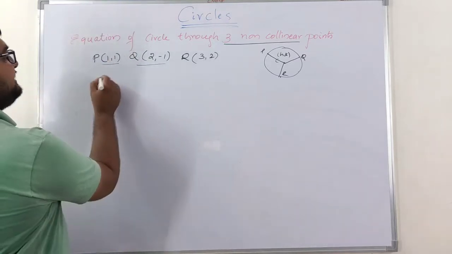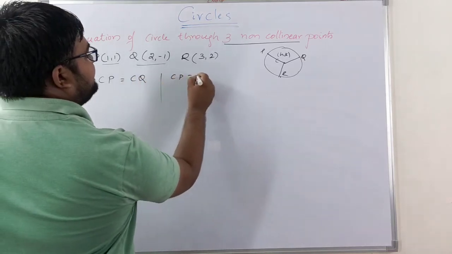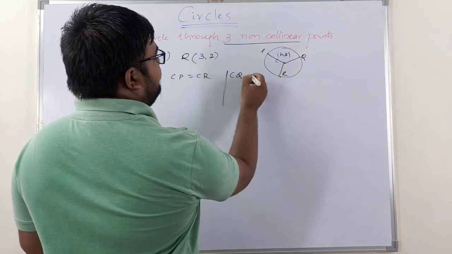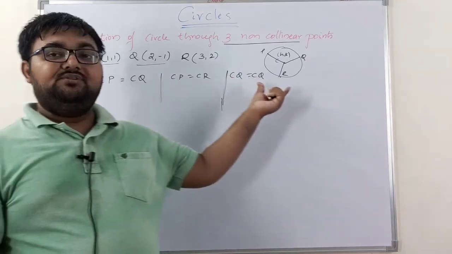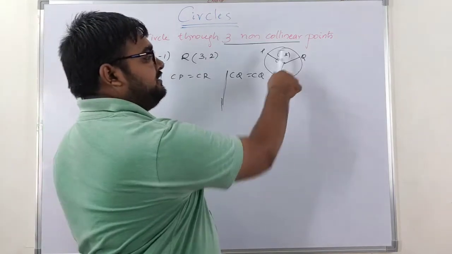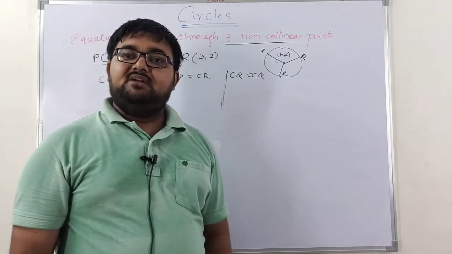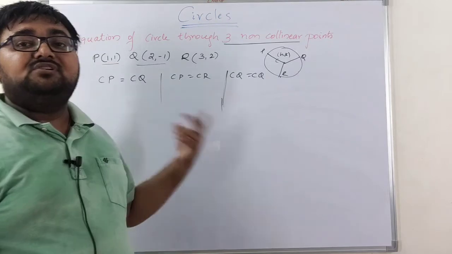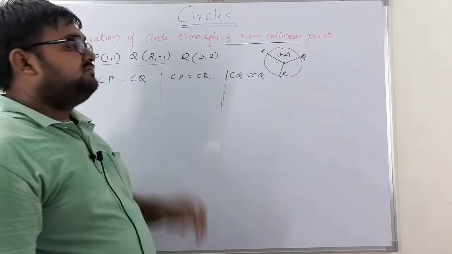So from this I can take CP equals CQ, and CP equals CR, as well as CQ equals CR. Out of these three combinations you can select any two, because I have only two unknowns, h and k. So to find two unknowns, I can directly consider the center and make use of any two equations. Now let us see this process for this question, right?